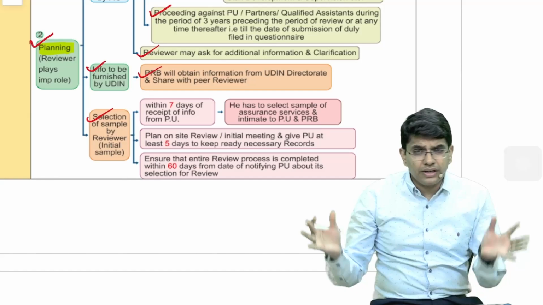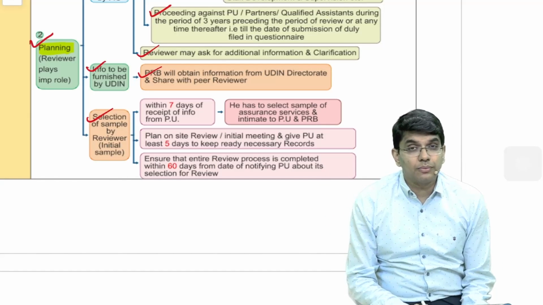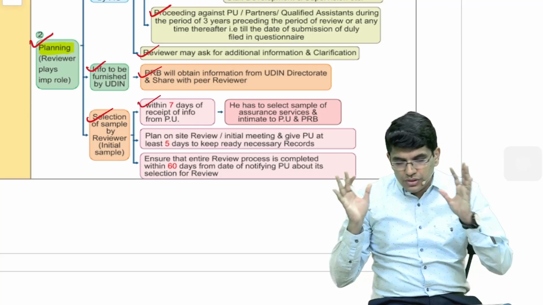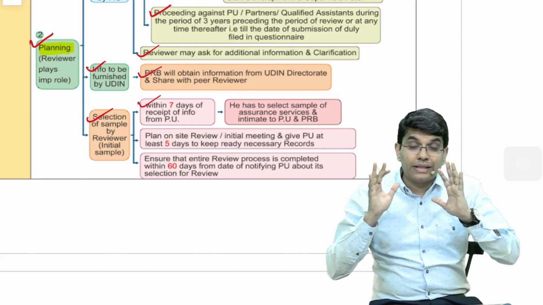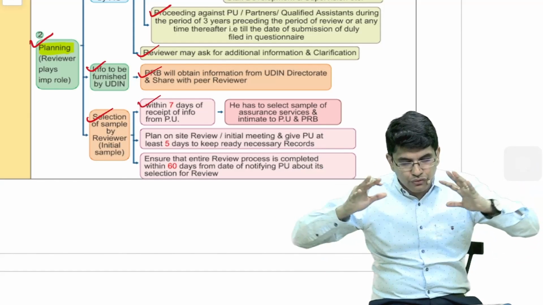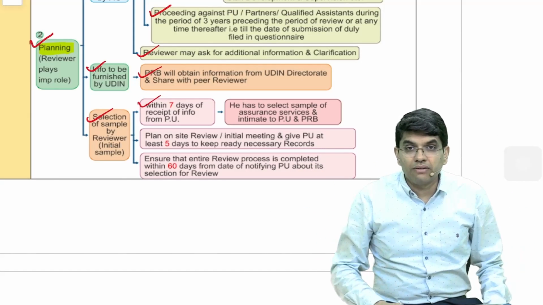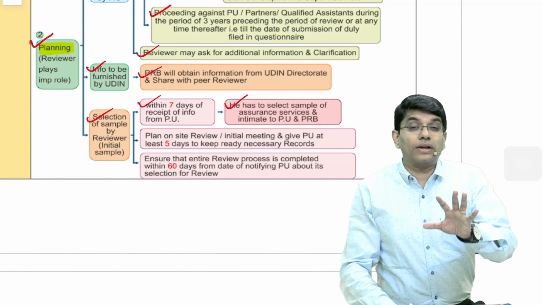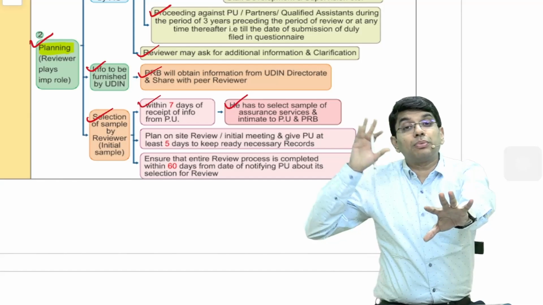Now, after getting this information, the most important part of the planning will be how many assignments they are going to review. So after collecting all the information, reading and analyzing it, they will make the initial sample within 7 days. Within 7 days of receiving the information from the practicing unit, they will have to select the list of assignments they plan to review, and send this list, one copy to the CA firm and one copy to the peer review board.